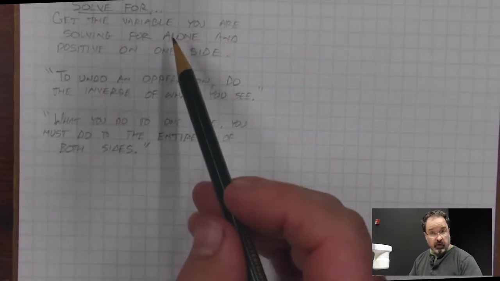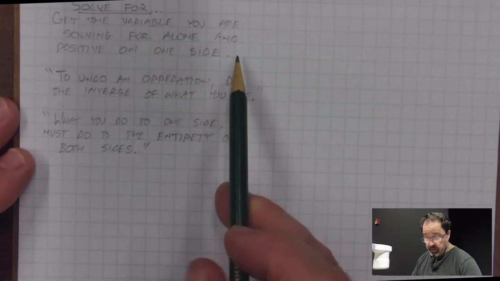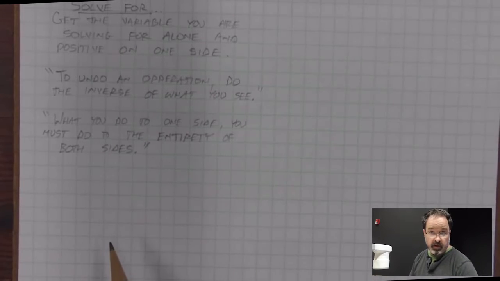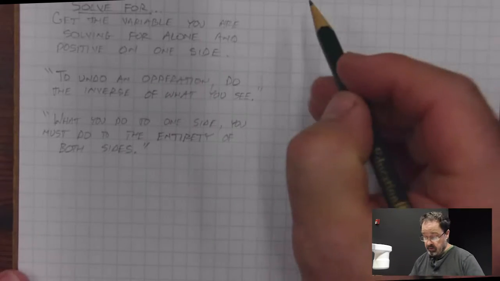What it means to solve for is to get a variable you are solving for alone and positive on one side. An equation has two sides, to the left and to the right of the equal sign. So what we want to do when we solve for a variable is that variable we want in the end to be on one side of the equation alone and positive, and everything else that doesn't contain the variable on the other side.